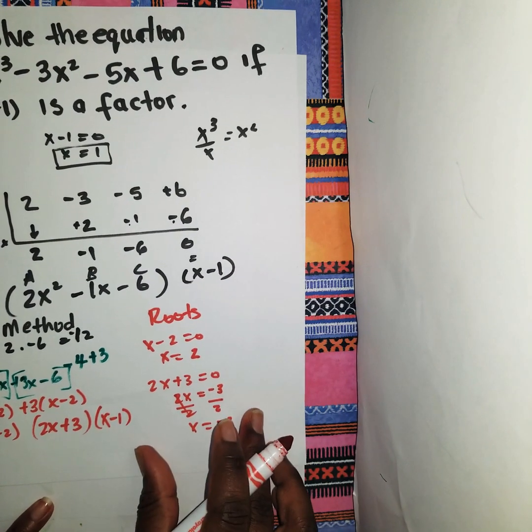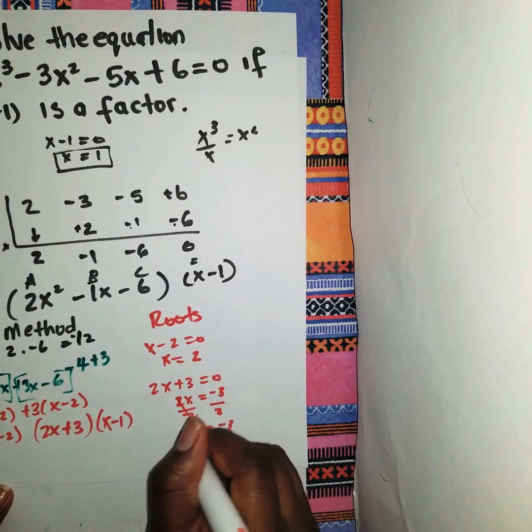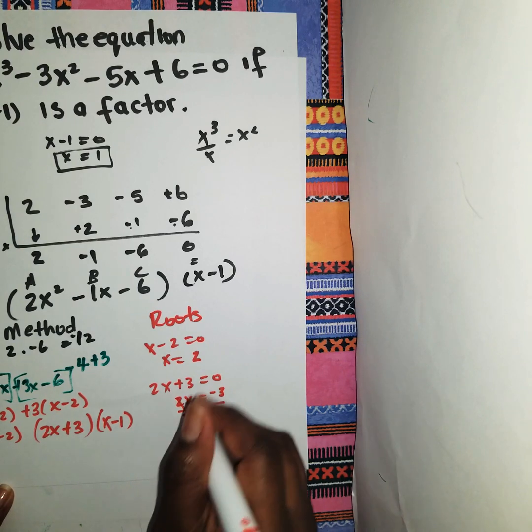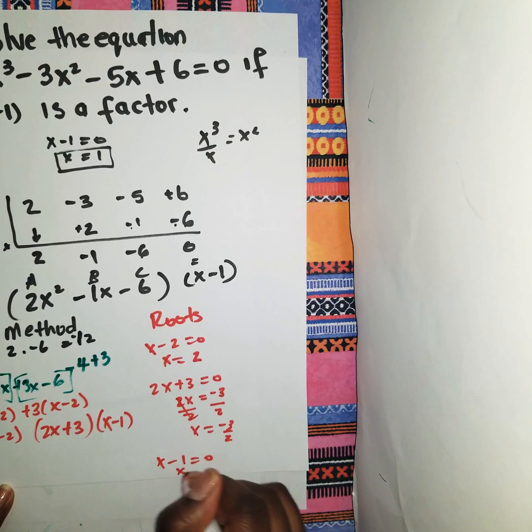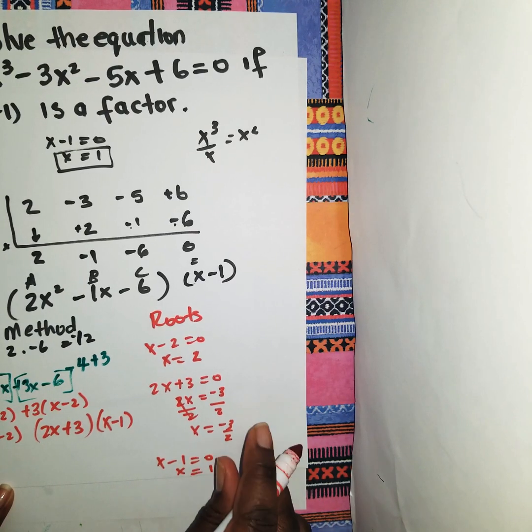Then we're going to be working the other part, x minus 1 is equal to 0. X is equal to 1.